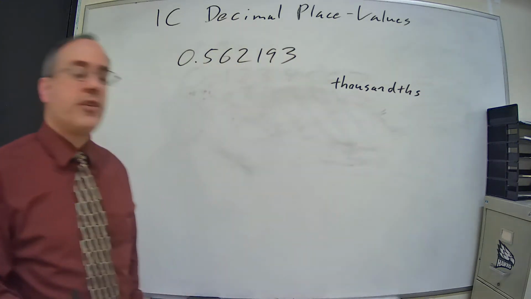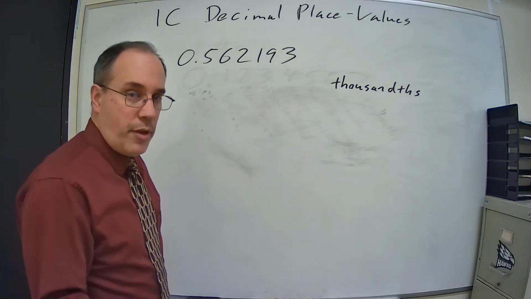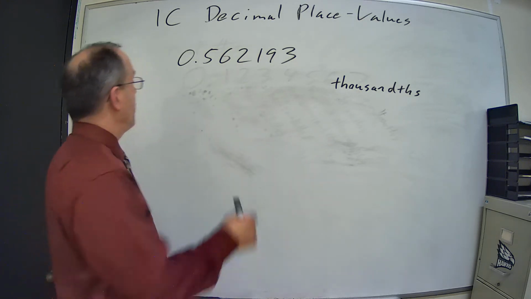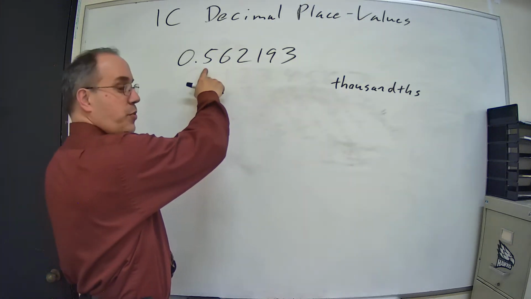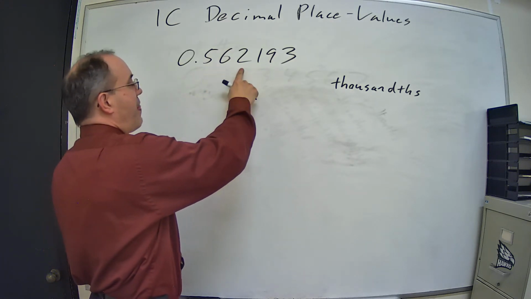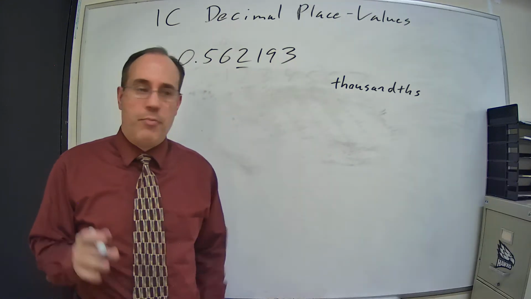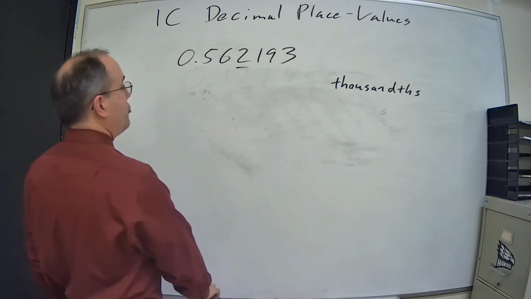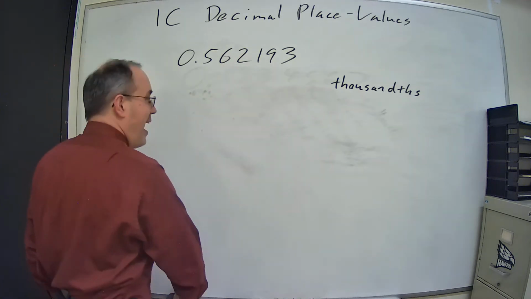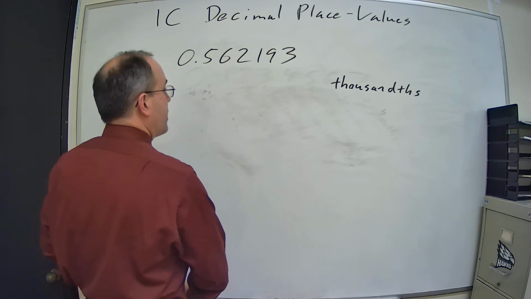I want to know which number is in the thousandths place. There is no shame, and I do it too, in going, okay, the first one is the tenths, so I have tenths, hundredths, thousandths. So the number 2 is in the thousandths place. Perfectly allowable to do that. Don't feel you have to just automatically know which one's in which place.